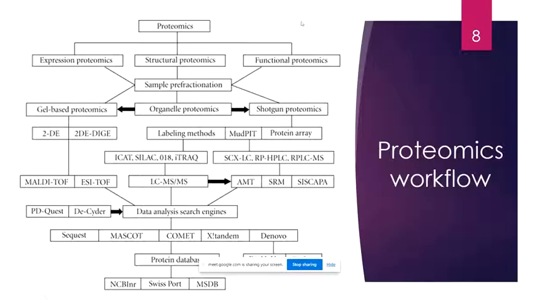Generally proteomics is divided into three parts: expression proteomics, structural proteomics, and functional proteomics. Expression proteomics, as the name suggests, covers the domain of the expression of a particular proteome, that means expression of a particular protein: how much that protein is being expressed, and in what tissue it is being expressed. These are the things covered by expression proteomics.